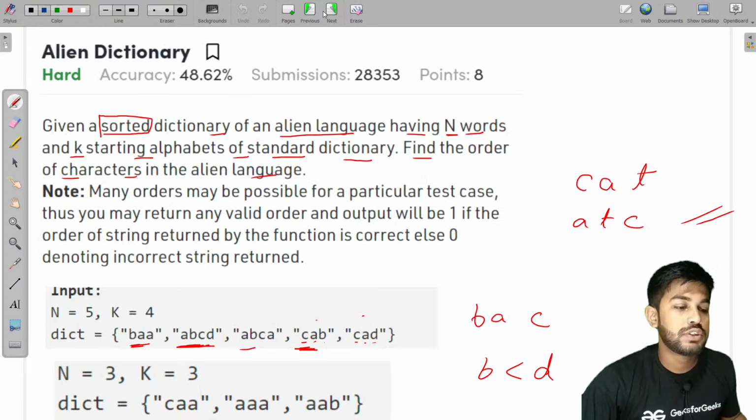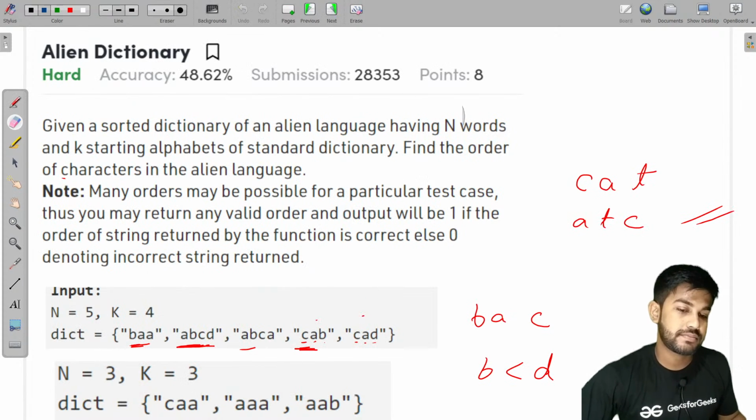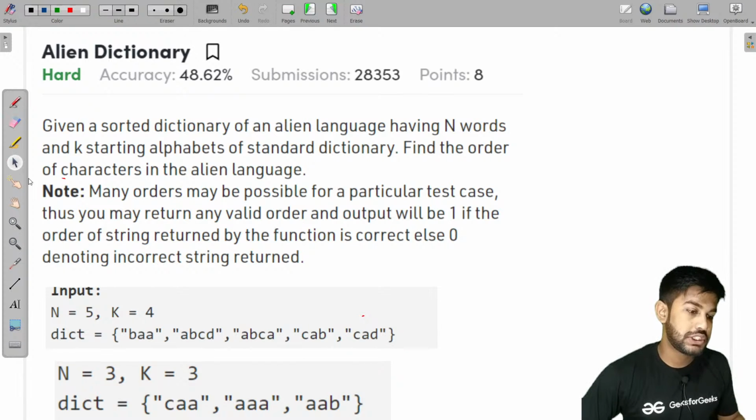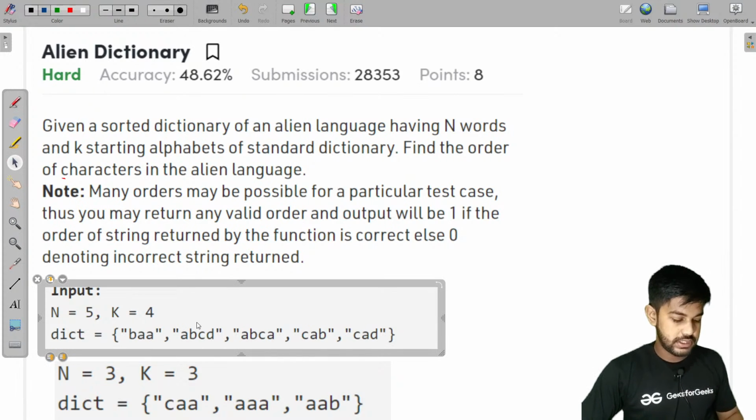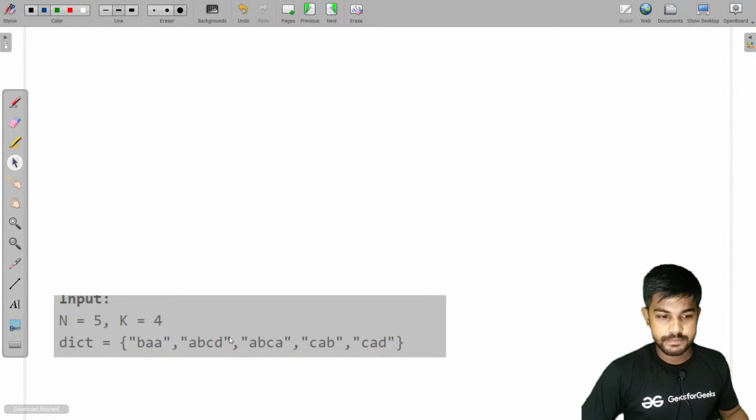Now how would we try to solve this question? How would we try to solve this question? To solve this question, just take this, paste this.